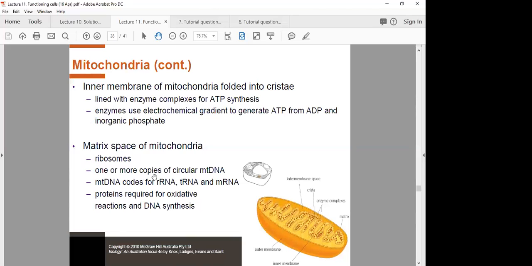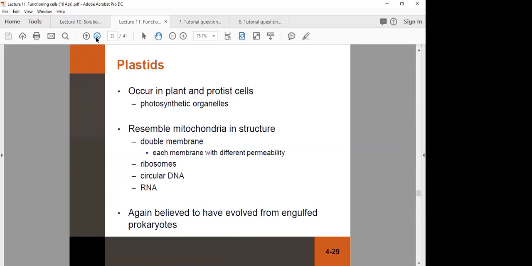Also very unusual is the fact that this DNA is circular, just like you would find in a bacterial cell. DNA that you normally find in the nucleus of a eukaryotic cell is not circular. It's always linear DNA. So a little bit of evidence there to support that theory of endosymbiosis.